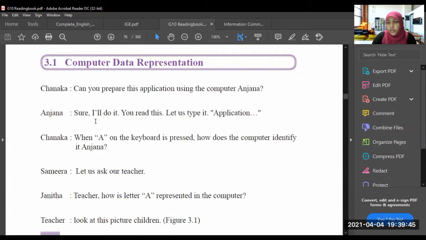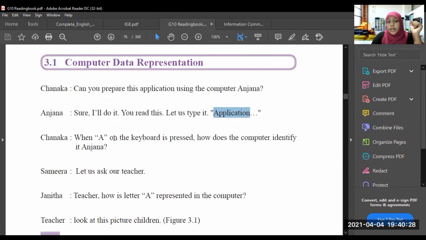So Anjana says, sure, I'll do it. You read this, let us type it. Application. So when you are writing this, now here Anjana is typing the word application, right? So when typing, we have learned about the input computer devices in the second chapter. The main input device in the computer is the keyboard, as everybody knows. So we use the keyboard to insert or to input the data into the computer. So now here Anjana is inputting a data using the keyboard.